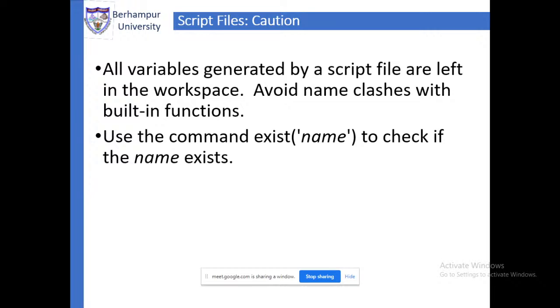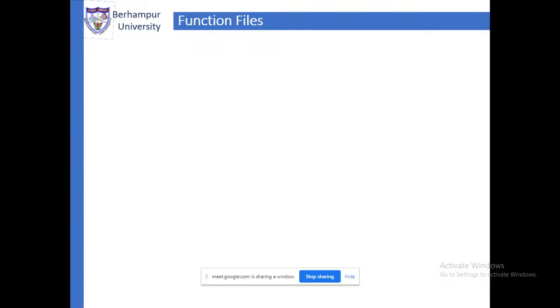Then it will show you whether this xyz is a built-in function or not. If it is not a built-in function, you can use it. For example, write exist, bracket, within single quotes, sign, inside the bracket, then enter. Then it will show you that sign is a built-in function. So you will know that you are not going to use sign. So this is something about writing a script file, taking some important precautions.